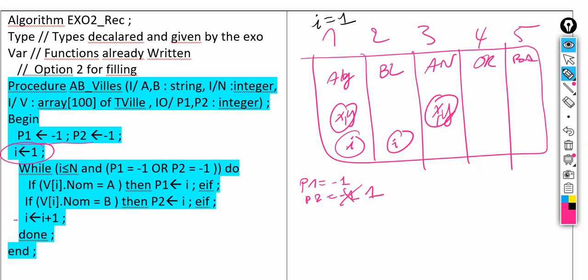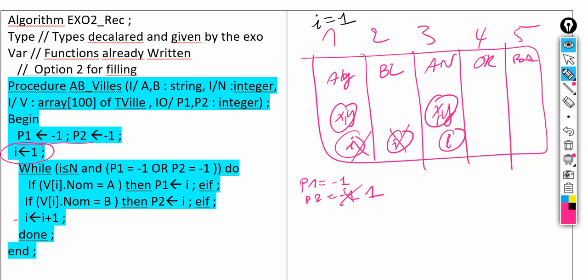You check if V2 is the town A. No, it's Blido. Right. You check if V2 is town B. No, I have already found it. So no, you increment I. I is becoming now 3. And here you arrive to the third town. So you loop again. 3 is less or equal than 5. P1 is -1. Yeah, it is -1. Or P2 is -1. No, it isn't. But here you have true or false. So you have true. You enter the loop.